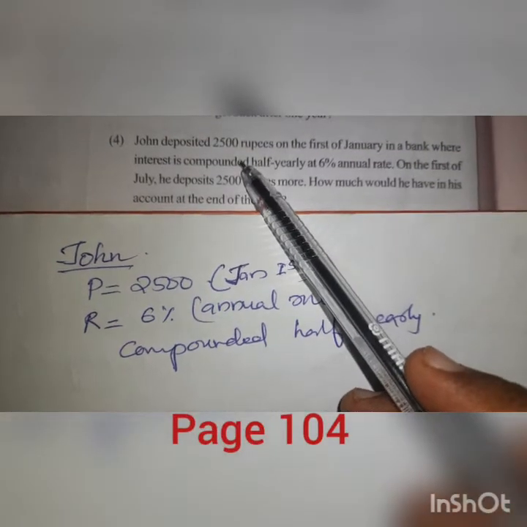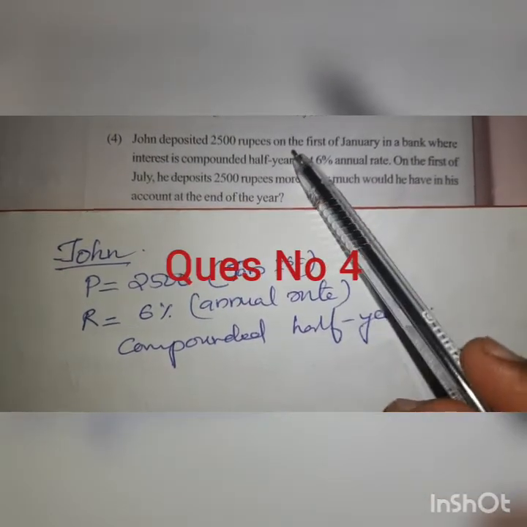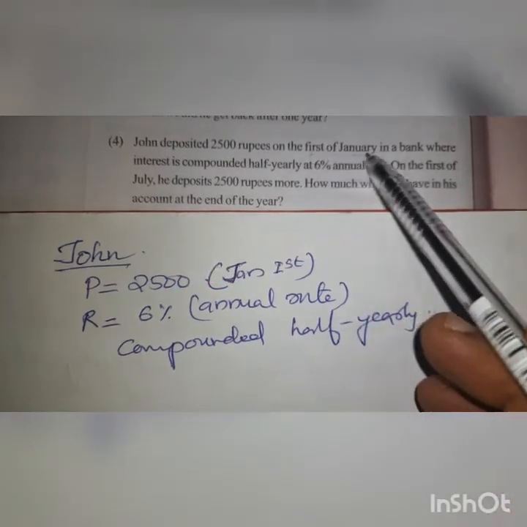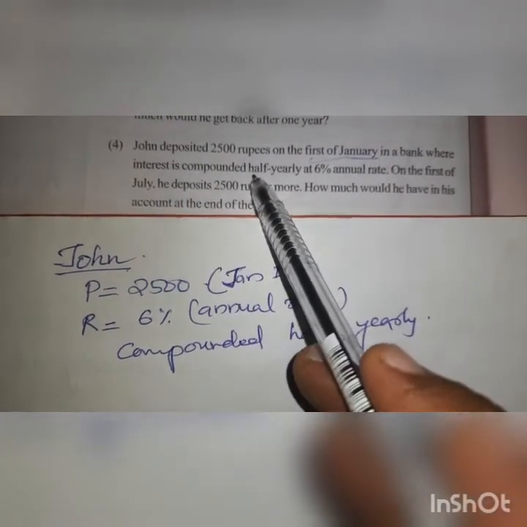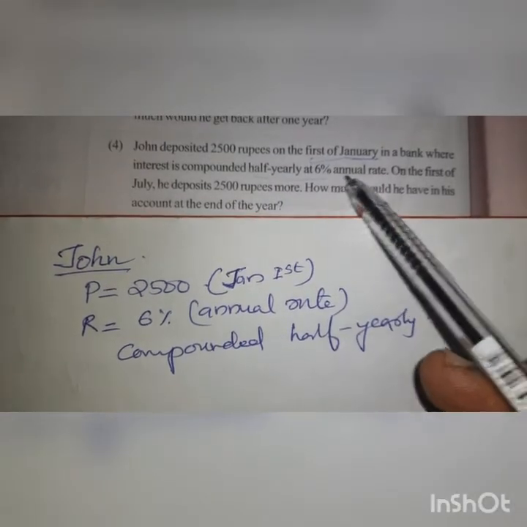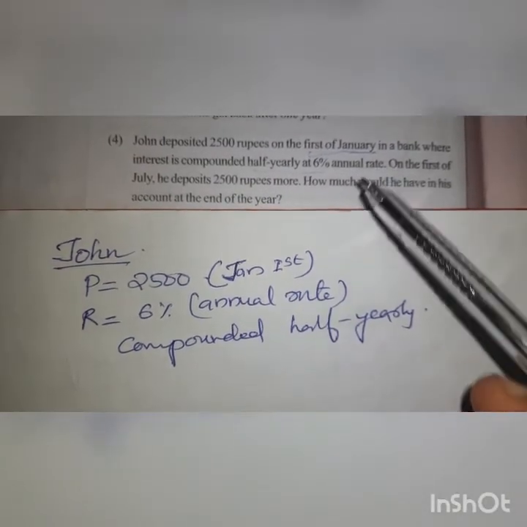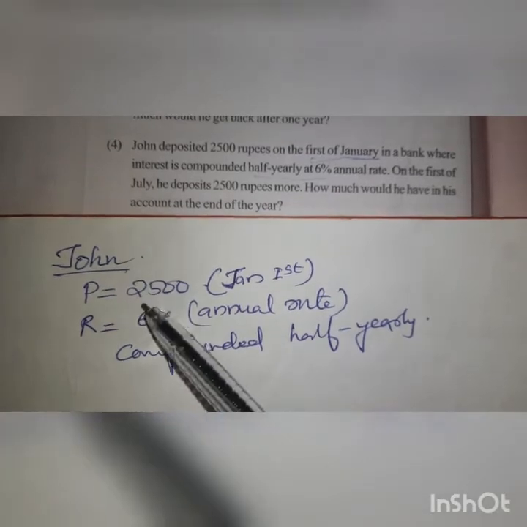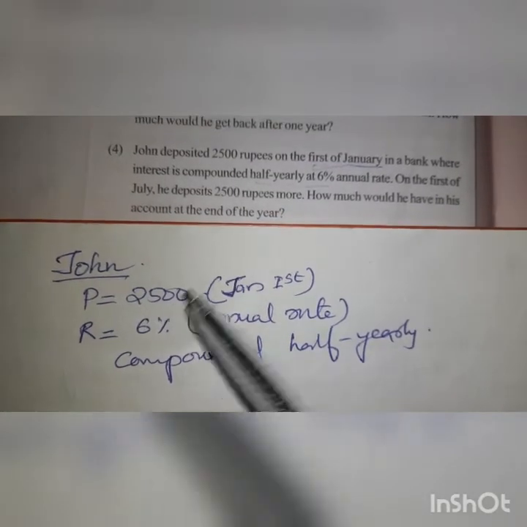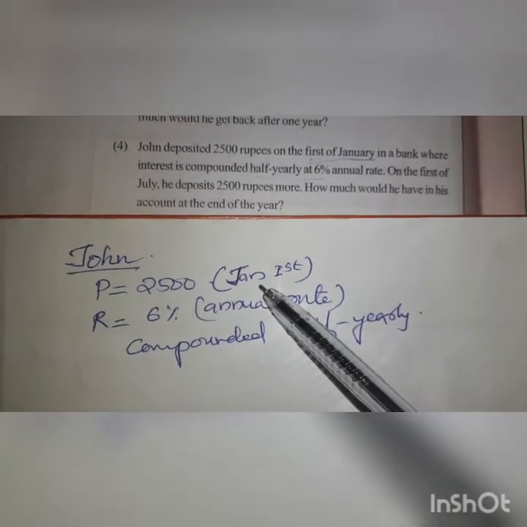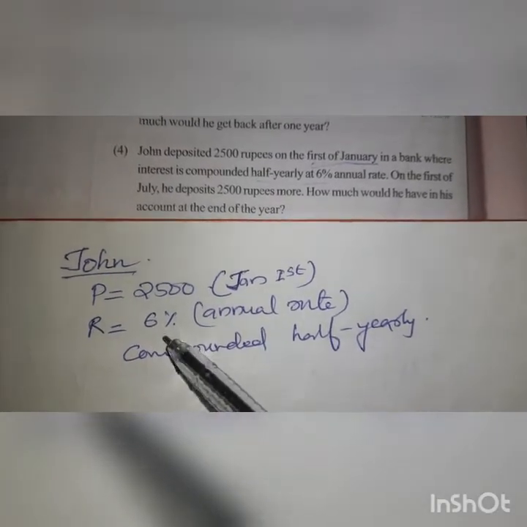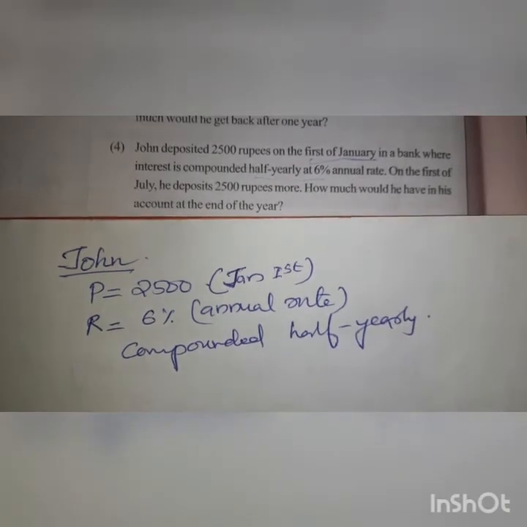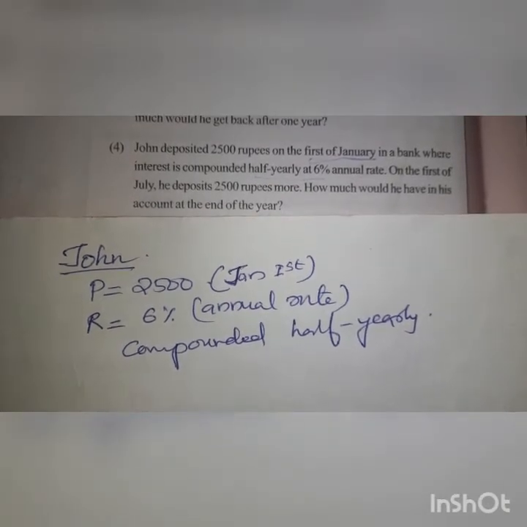John deposited 25,000 rupees on the 1st of January in a bank where interest is compounded half yearly at 6% annual rate. So John deposited how much? 2,500 rupees on 1st January. Then the rate of interest, annual rate is 6%, and the bank calculates the interest compounded half yearly.